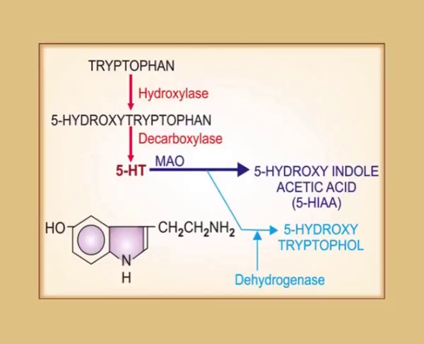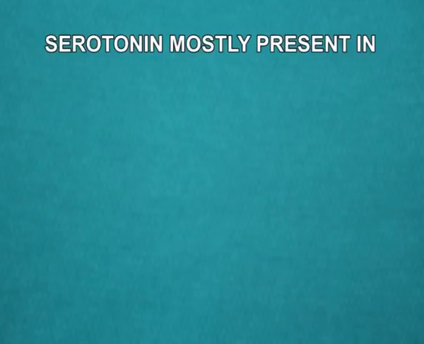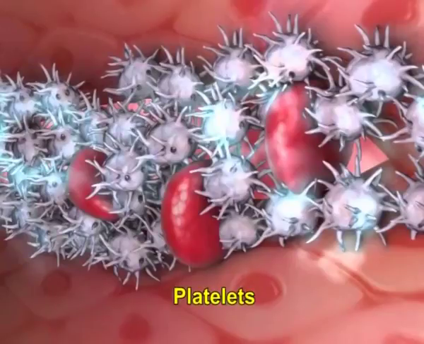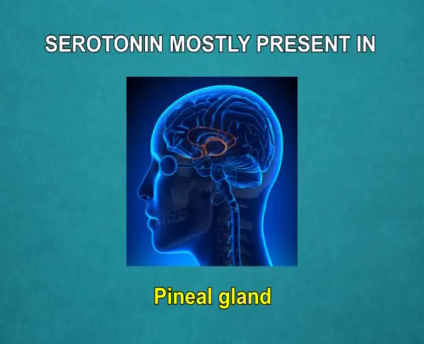Now we are talking about the synthesis that you can see in this figure. First, L-tryptophan undergoes hydroxylation to give 5-hydroxytryptophan. It is decarboxylated again to 5-HT. The complete synthesis you can see in figure number 2, that is synthesis and degradation of 5-hydroxytryptamine. Serotonin is mostly present in the GIT, platelets, CNS and pineal gland. It acts as a precursor to melatonin.